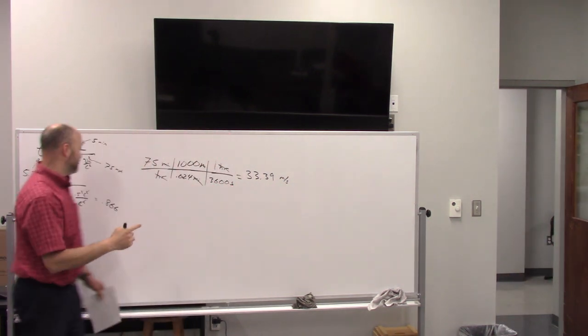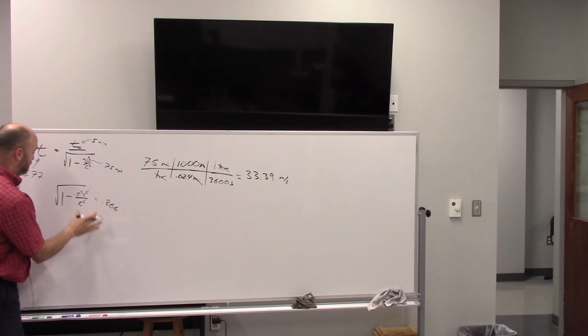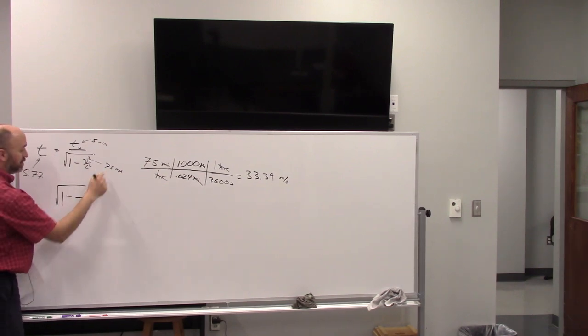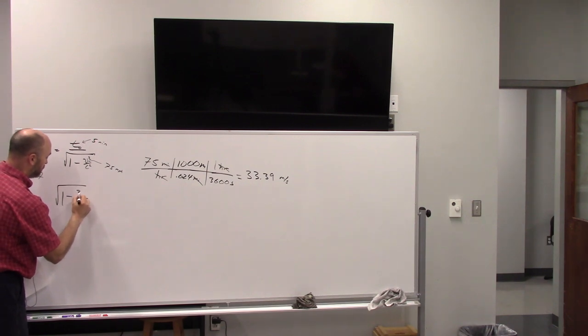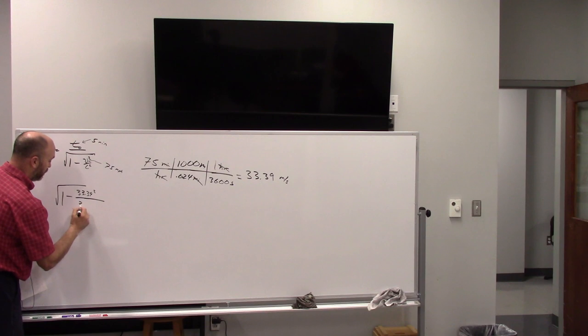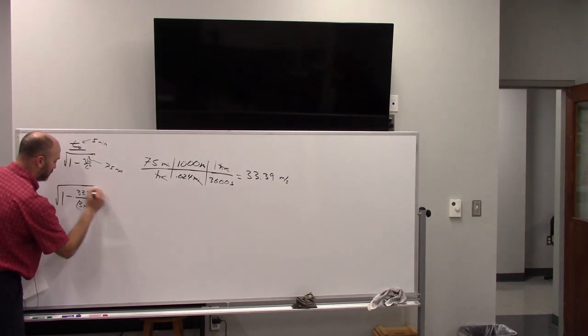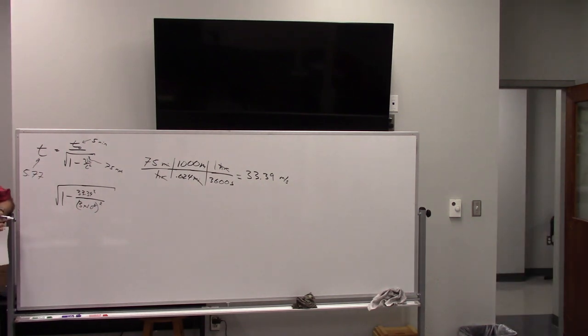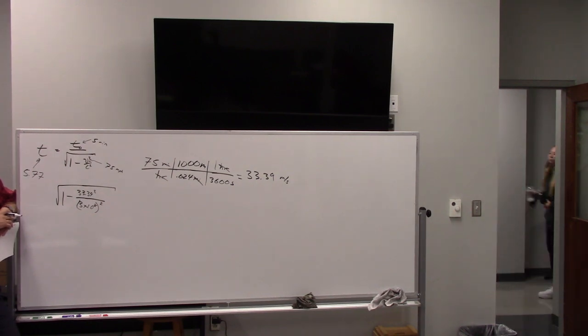Okay, so now let's stick that in here. 33.39 squared divided by 3 times 10 to the 8th squared. Let's start punching this out.